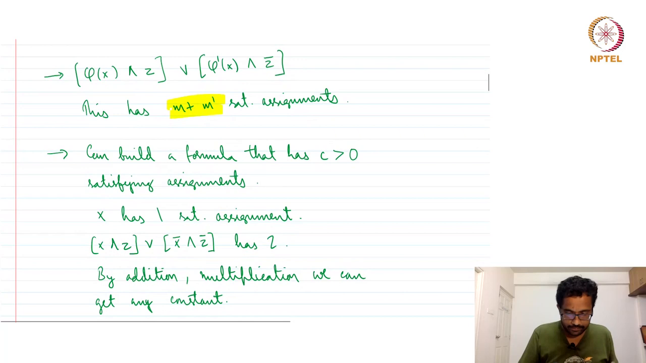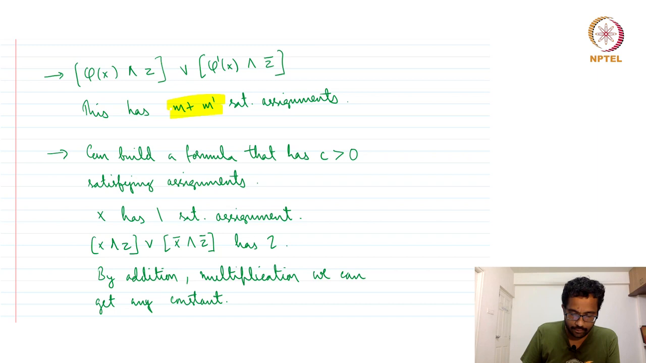One more point is that we can build a formula that has a constant number of satisfying assignments for any constant. So let me just show some simple things. A single variable formula x has one satisfying assignment, right? Something like x and z, or x complement and z complement, has two, like both 0,1 and 1,0 work as the two satisfying assignments. And now you have two formulas that have one and two satisfying assignments. Now you can multiply to get 2 and 2 to get 4, 4 and 2 to get 8, right? And then you can get all the powers of 2, and then you can add to get any positive integer or any natural number, right?